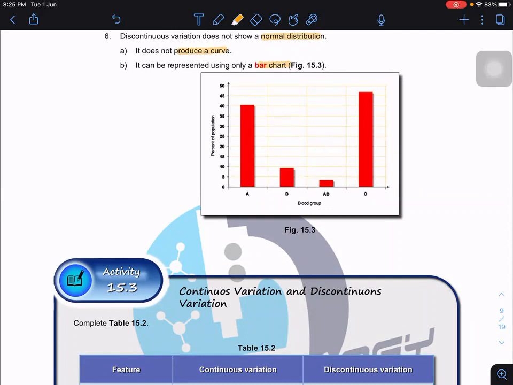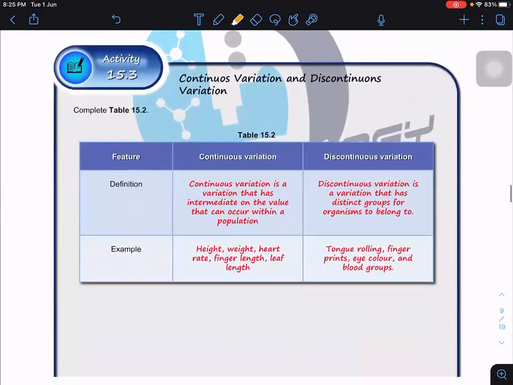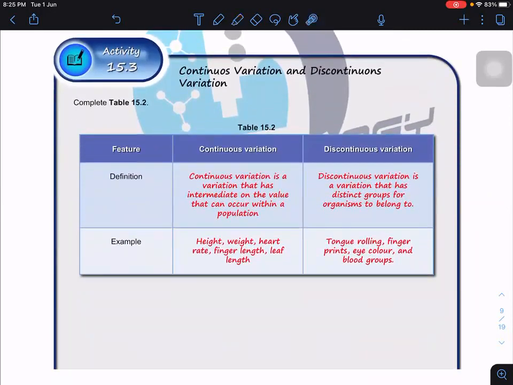So the last part for the first session here, we're going to look at the differences between continuous variation and discontinuous variation. In terms of definition, continuous variation is a variation that has intermediates in the value that can occur within a population. So just now we said 180, 170, we can have 175. We can have 175.2, we can have 175.23. So in this case, we cannot categorize them. It's not categorical data.